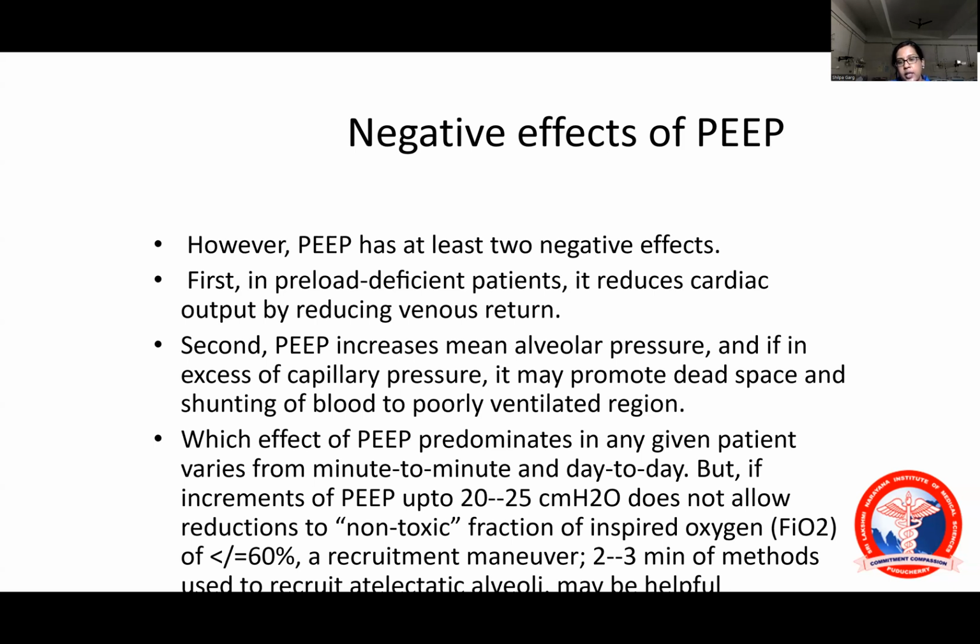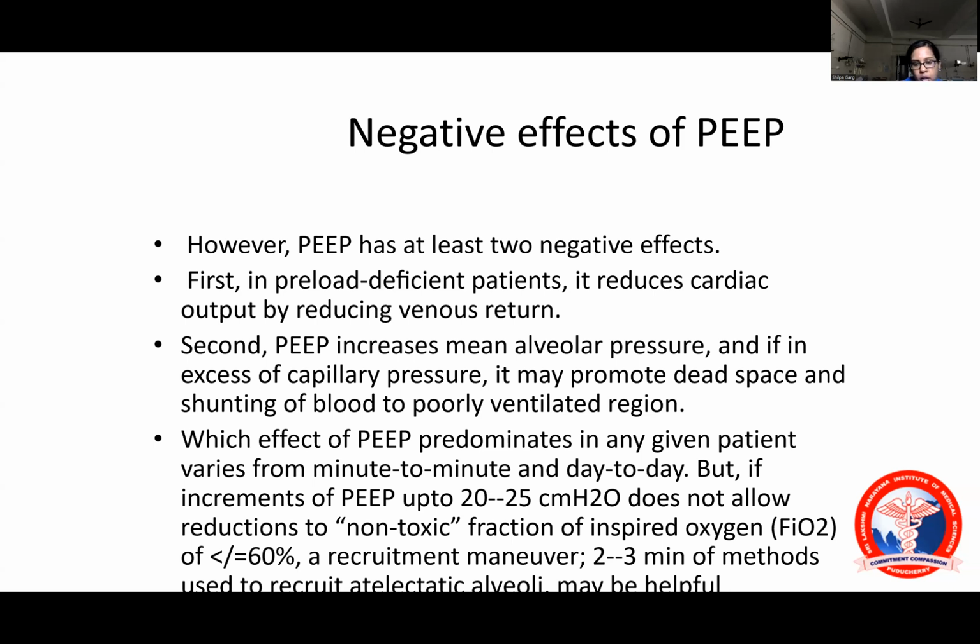The second major concern is that it is going to increase something called the mean alveolar pressure, because you are giving pressure into the alveoli so that they don't collapse back. When there is increased pressure inside the alveoli, it compresses the capillaries surrounding them, and that may cause production of dead space. Because the capillaries are compressed, the exchange of gas will be inadequate, which leads to dead space and further leads to shunting of blood to poorly ventilated regions. So these are the two major concerns.